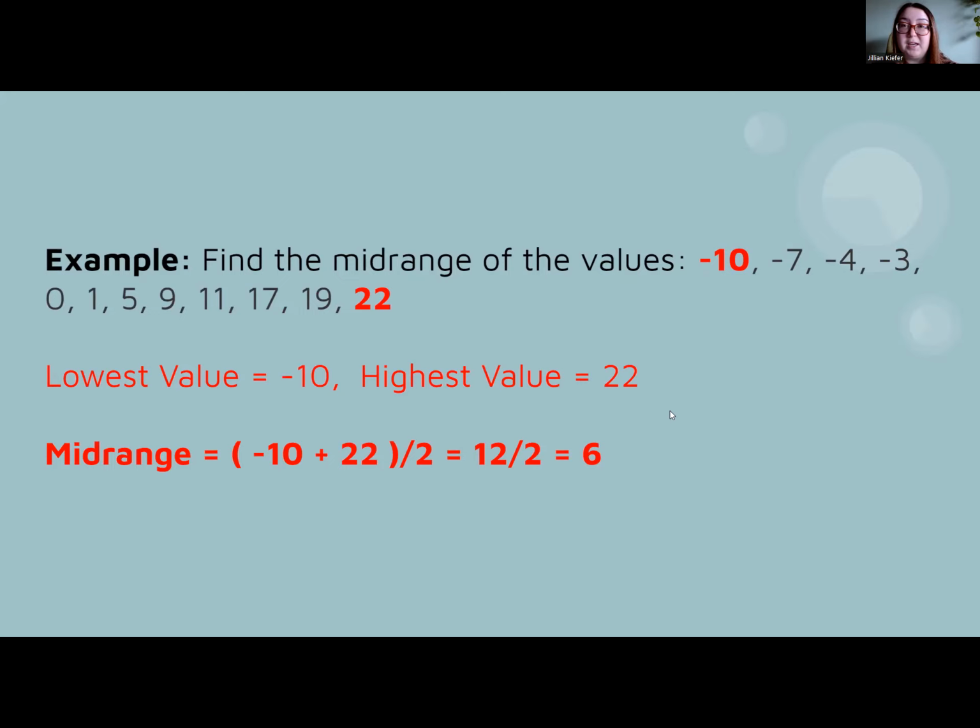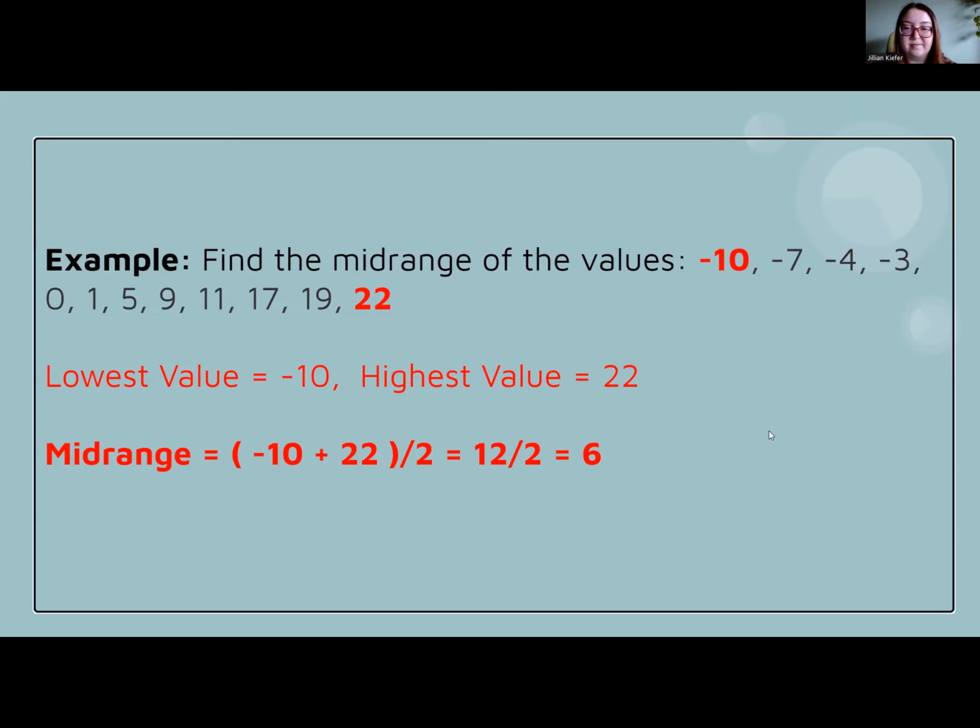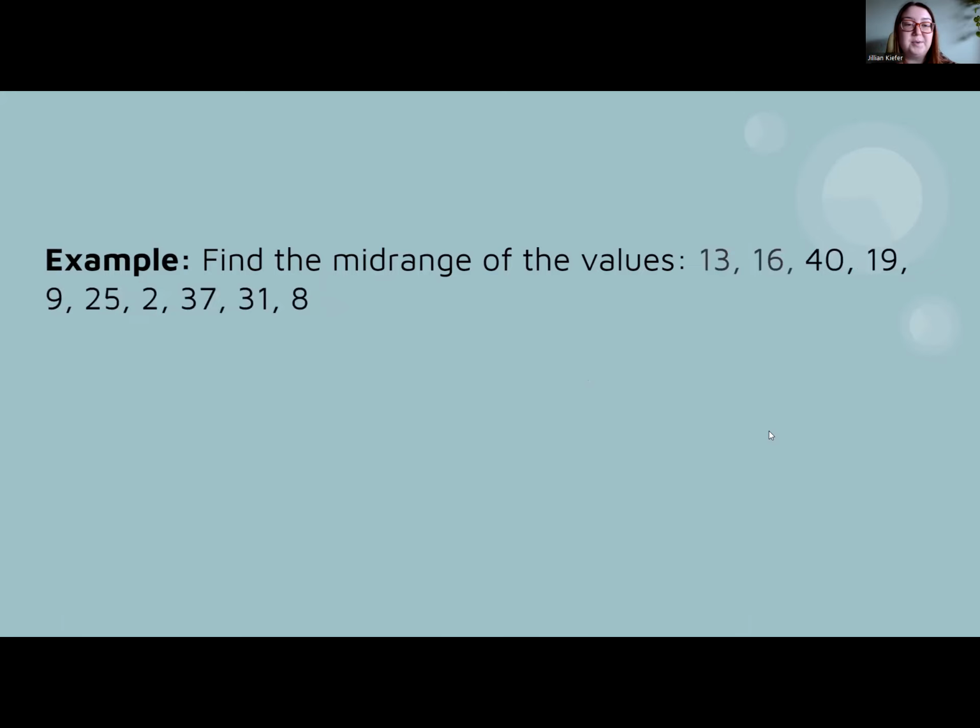We actually did find the mean of these values earlier. We found that the mean was 5, so our mid-range was actually very close to the mean in this case. And now we'll do it again. We're going to find the mid-range of the values.